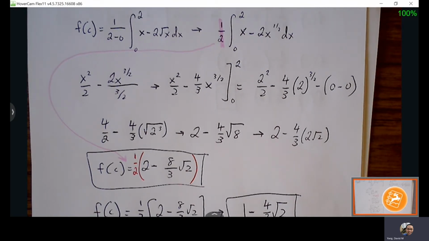You get your x minus 2 root x, get ready for power rule. Once you get ready for power rule, then apply power rule, add 1 to the exponent, divided by the exponent. Then work in the bounds. 2 gets inserted first, minus parentheses. The nice thing about the 0 is that in this case, it zeroes out the rest of the terms.